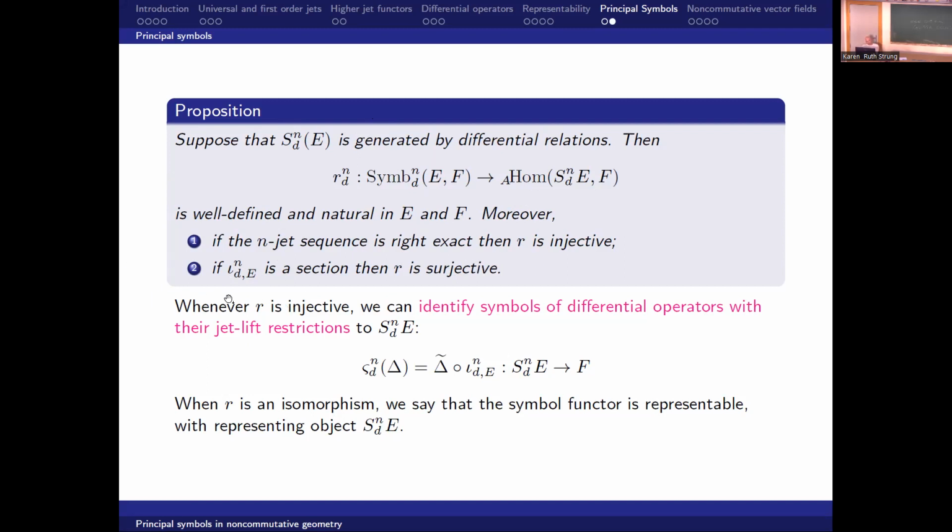But what's important here is that if R is injective, we can identify the symbol of a differential operator with the jet lift restricted to S^n D E. And so this is the way you would tend to view things in the classical setting. Like what I said before, if you have some elliptic differential operator of degree 2, then its symbol is a Riemannian metric. You would see it from this perspective, this map from S^n E to F. So it's useful to have this perspective, and it's related to the jet short exact sequence we saw before.